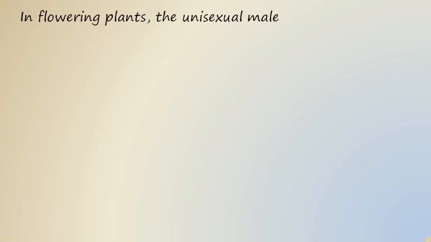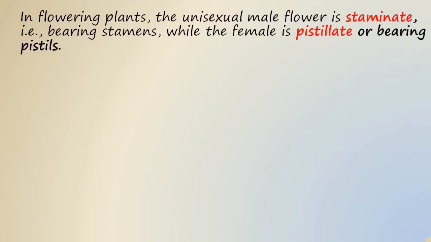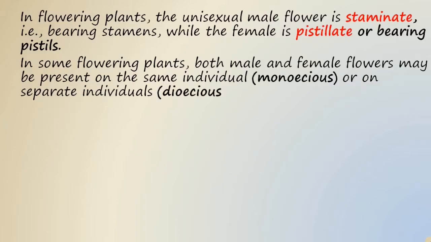Next, in flowering plants, the unisexual male flower is staminate, while the female is pistillate, or bearing pistils. In humans we learned they're called sperm and egg, and in plants the female part is known as pistil and the male part is known as stamen. In some flowering plants, both male and female flowers may be present on the same individual or on separate individuals. In some plants, there will be both male and female flowers.